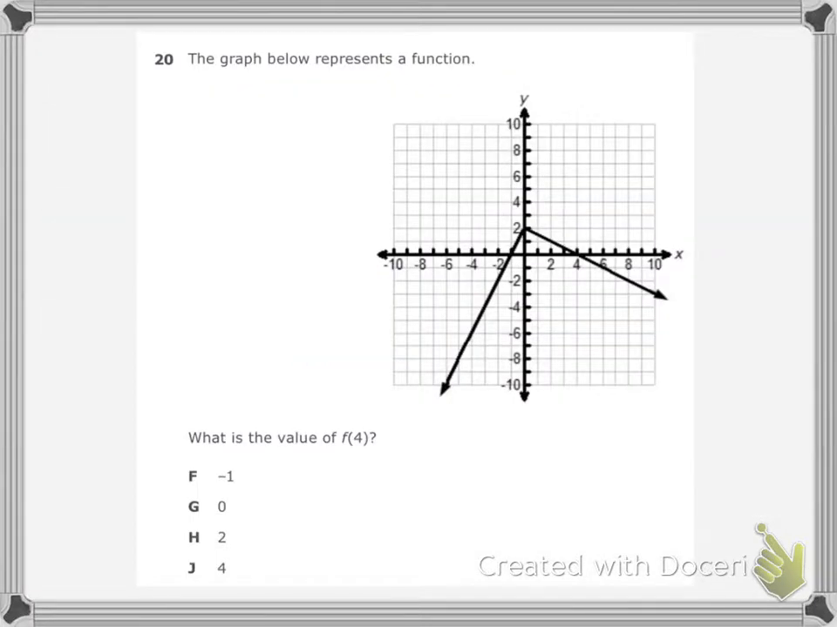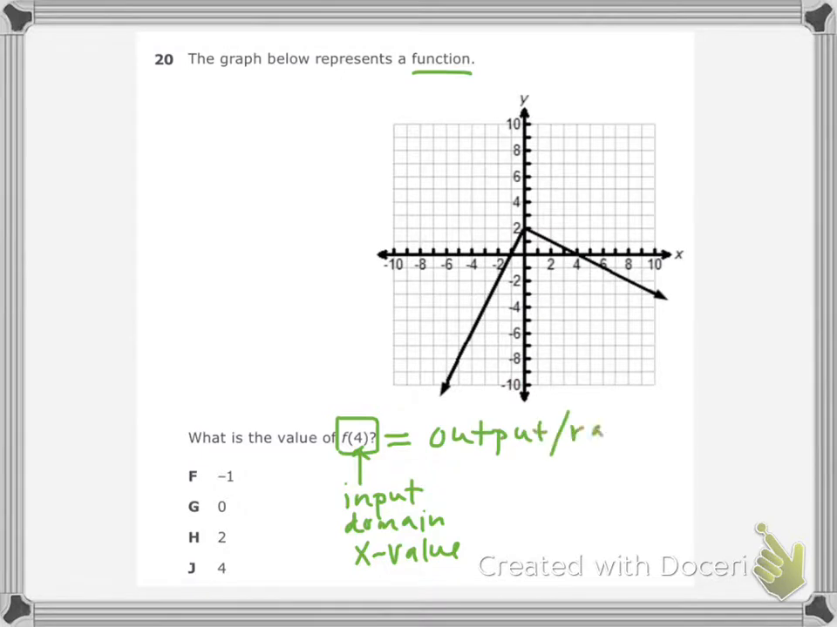All right, 20. The graph below represents a function. Yes, I can see it. The vertical line test would work. What is the value of f of 4? So since 4 is in parentheses, that's my input. That's my domain. That's my x value. Okay? It wants the value of f of 4, so it wants the output or the range or the y value. So it wants the y value for this x value of 4.